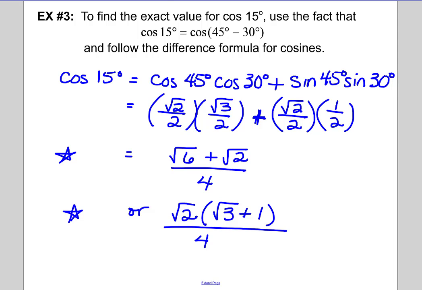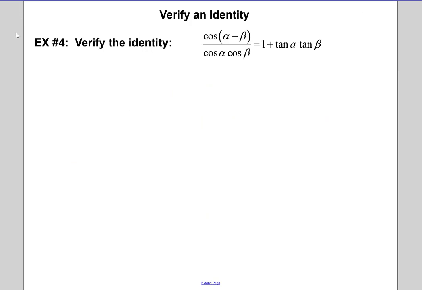In example 4 and 5, we're going to look at verifying two identities by using the expansion properties, or the sum and difference formulas. So let's, for example, expand cosine of alpha minus beta. So we got cosine, cosine, and it's minus, so we're going to change it to addition. Cosine, cosine, sine, sine.